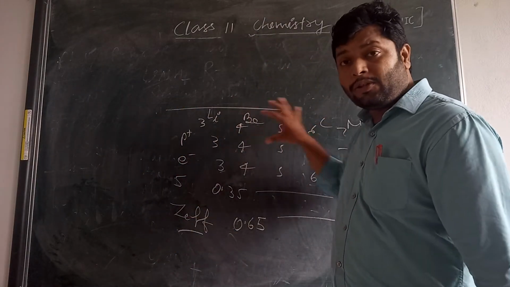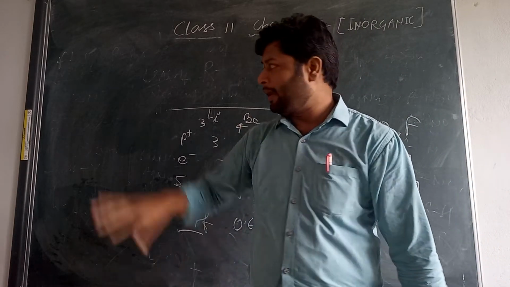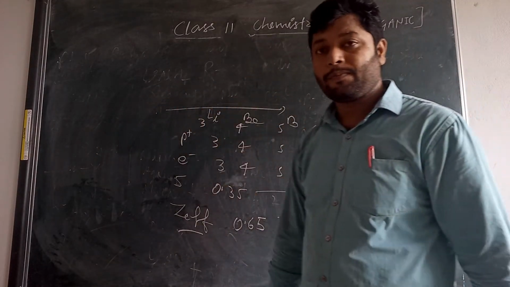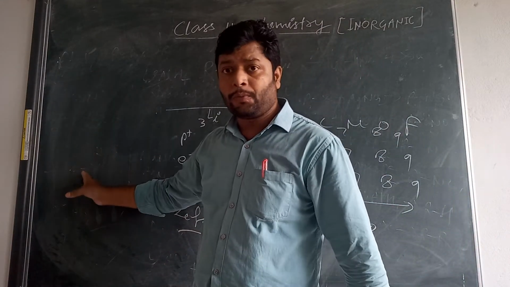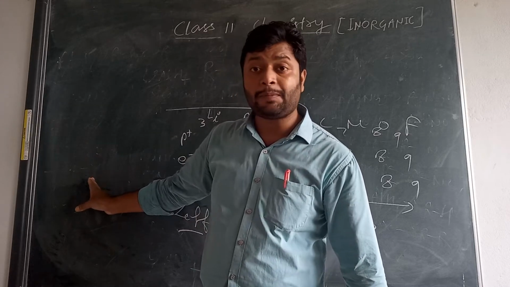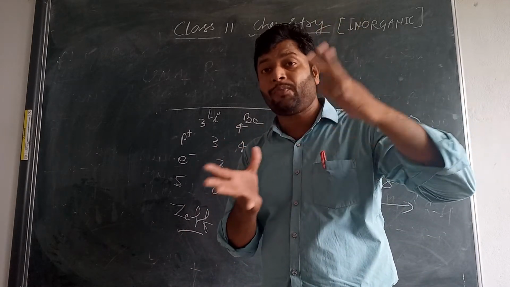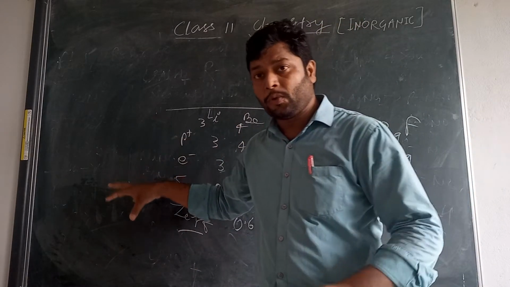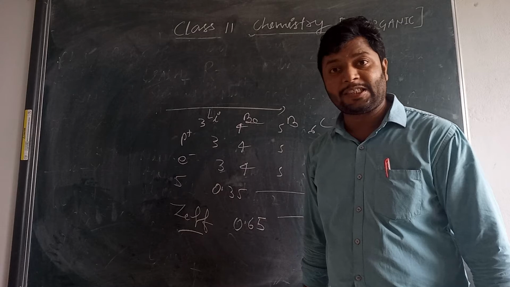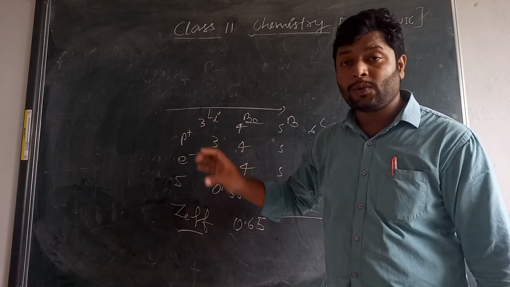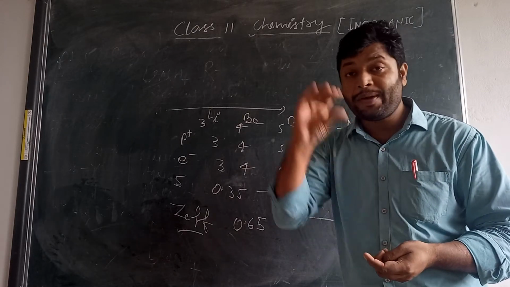Down the group, in each period as we move down, one orbit increases, from S to D to P, no matter. But look at the possibility. When we move down the group, in S block elements the size increases by a large value, a large difference of size. Moving down the group in P block, there is a small difference of size as compared to the S block. And in D block, there is very little increment of size moving down the group.